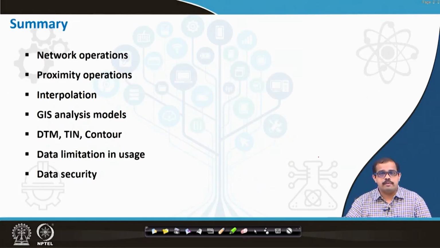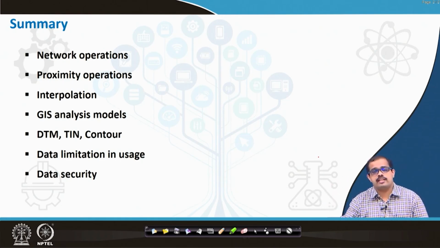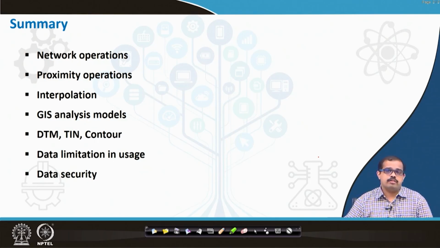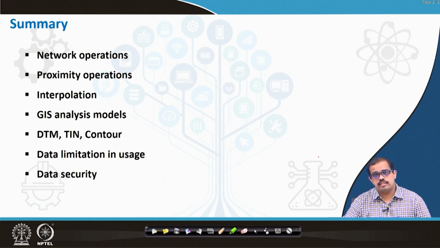We looked at network operations, we looked at proximity operations, and finally different types of interpolations. Then we looked at DTM, DSM. I have spoken about TIN and contour, though I did not look at it much, but it also comes under the advanced data models. So, if someone is interested, please look at how expert systems work, and how artificial intelligence can be clubbed with GIS for performing advanced analysis. Then probably you can look at fuzzy analysis and other systems that are available. So, that is what advanced GIS is.